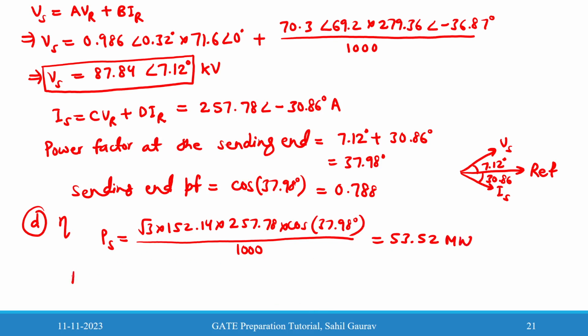And the receiving end power, how can you find? The receiving end power factor is given, and the kVA rating is given. So PR is equal to 60 into 0.8, that is 48 megawatt.